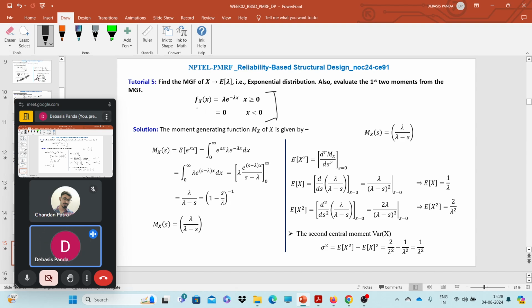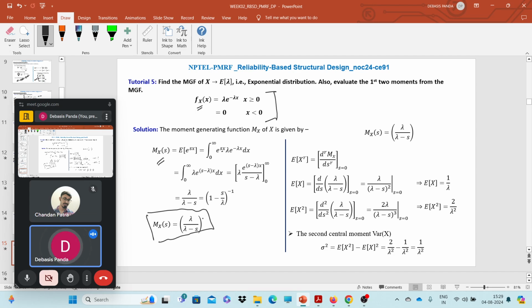So if you want to find out the moment generating function for this f of x, how can we find it out? What do we need to do? We just need to perform the integration. First we want to calculate the moment generating function. The moment generating function is nothing but the expectation of e to the power sx, multiplied by the PDF of the exponential distribution. If you solve it, the moment generating function will come as lambda by lambda minus s.